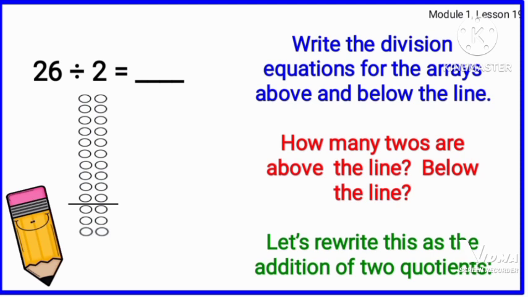Now let's change the equation. Let's say it's 26 divided by 2. The same thing. We know the first part, the 20, 10 rows of 2. 20 divided by 2 equals 10. Now this is 3 rows of 2, which is 6. 6 divided by 2 is 3. And 26 divided by 2 is 10 plus 3, which is 13. That is it. 20 divided by 2 equals 10. 6 divided by 2 equals 3.